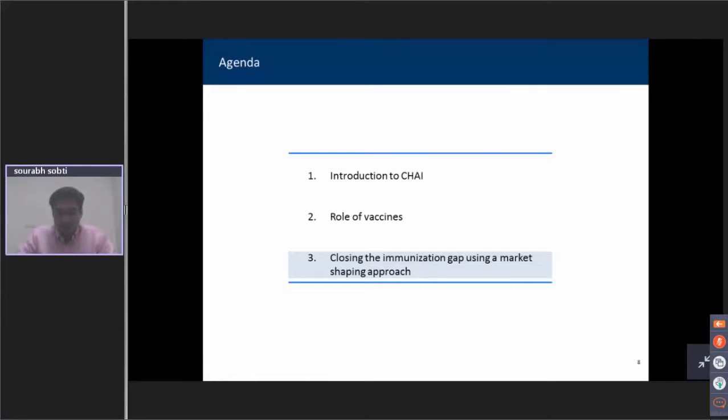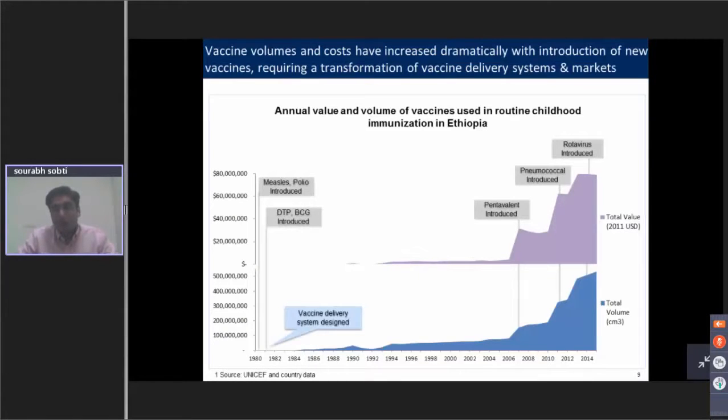Now, while we've actively talked about how vaccines are important, and we established that, we will now move on to how we can improve market shaping and close the immunization gap. Vaccine volumes and costs associated with vaccine procurement have increased dramatically with the introduction of new vaccines, and hence this requires a transformation of vaccine delivery systems and management systems.